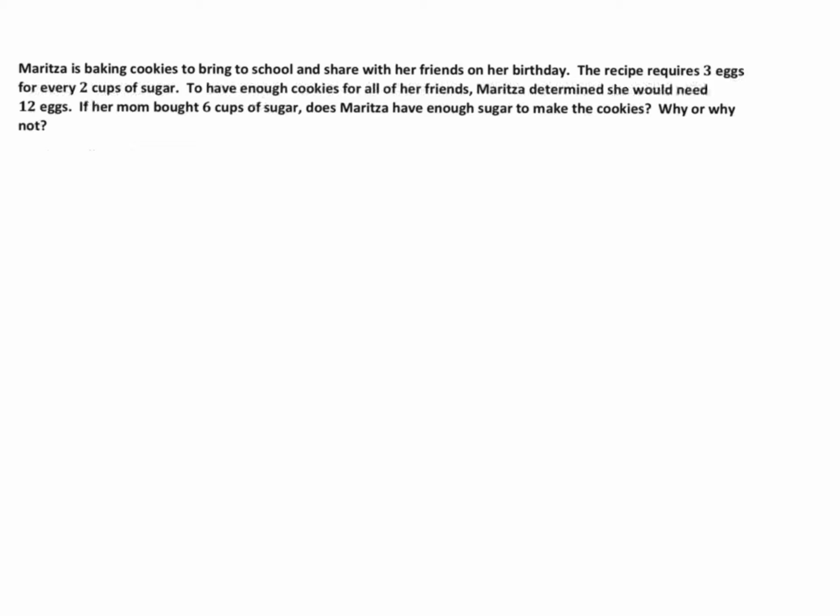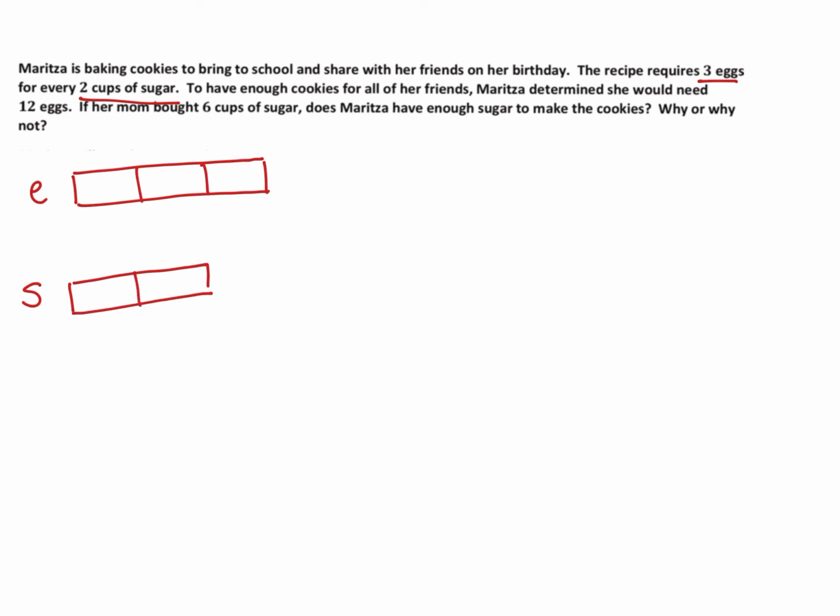Why or why not? Let's start with our ratio. We have 3 eggs to 2 cups of sugar. So if she had 12 eggs, then we would need 4 in each box. That would be 4, 8, 12.